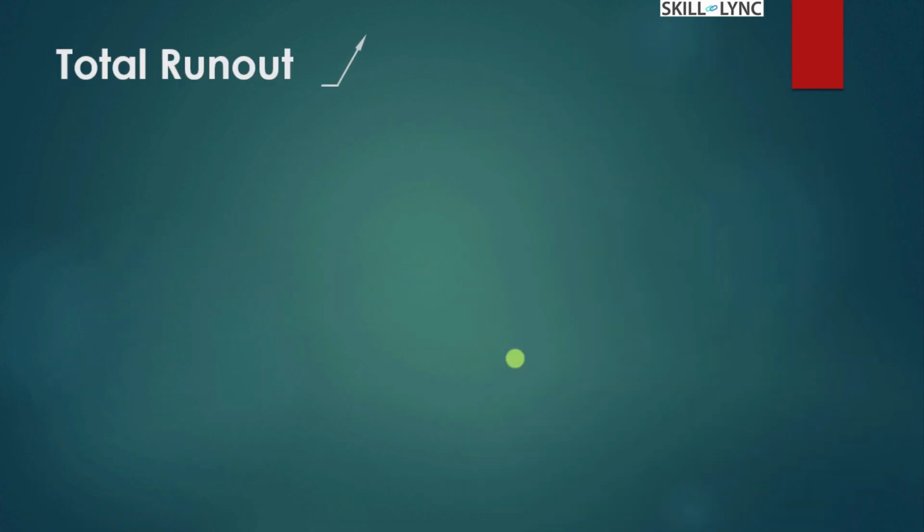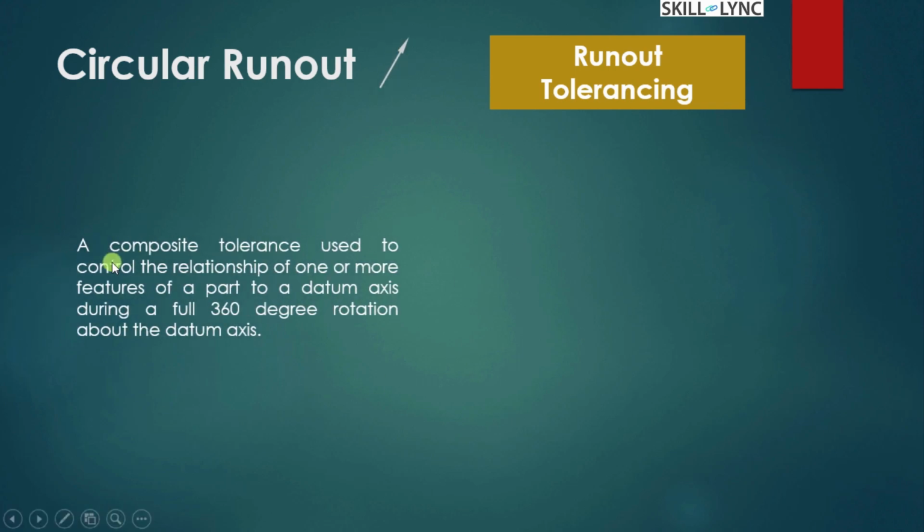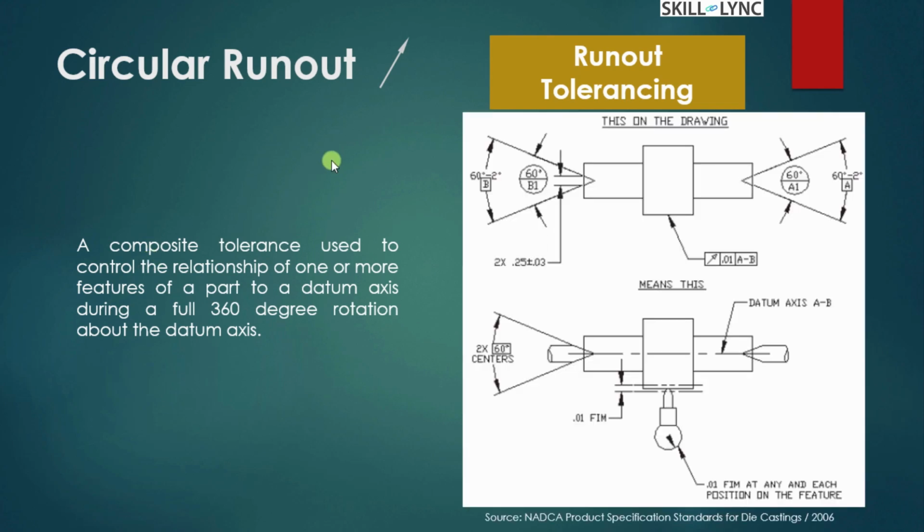So coming back to our slide here, for runout tolerance, this is going to be a symbol, and this is a composite tolerance. Why composite? Because it controls one or more features of the part. It's an inclusive one, that is by executing a 360-degree rotation about the datum axis. In order to use this tolerance, this element will be rotated along this axis of rotation, wherein the runout will be measured.